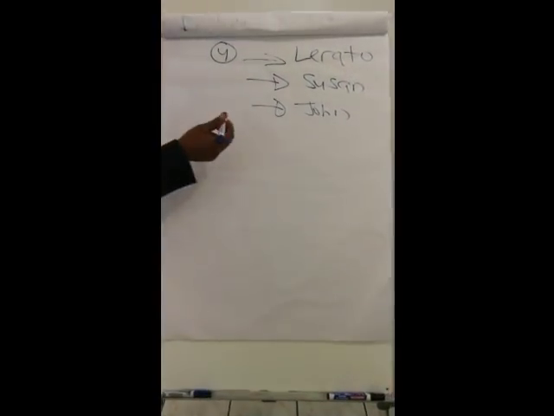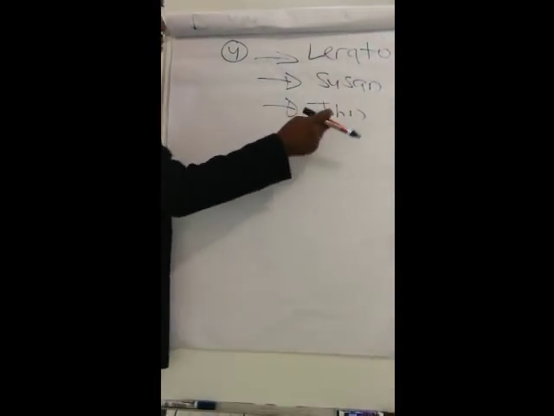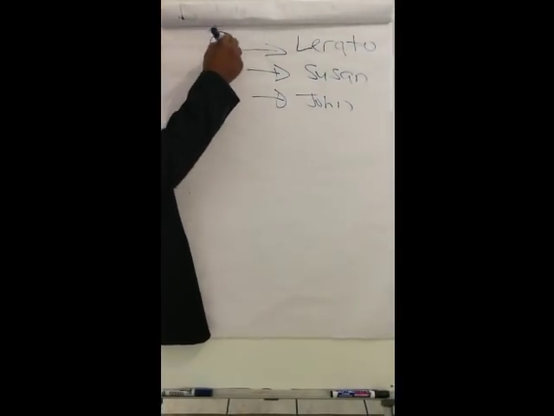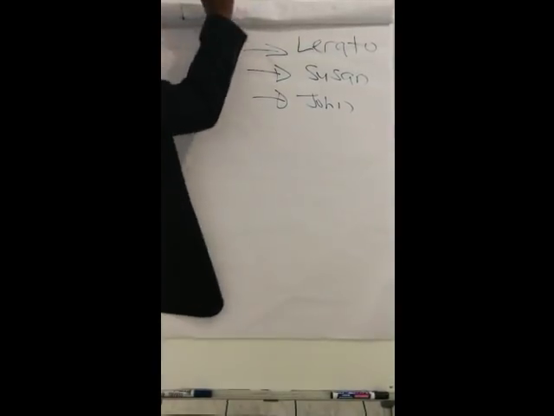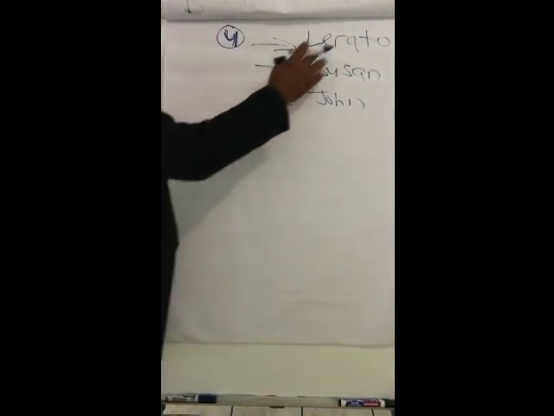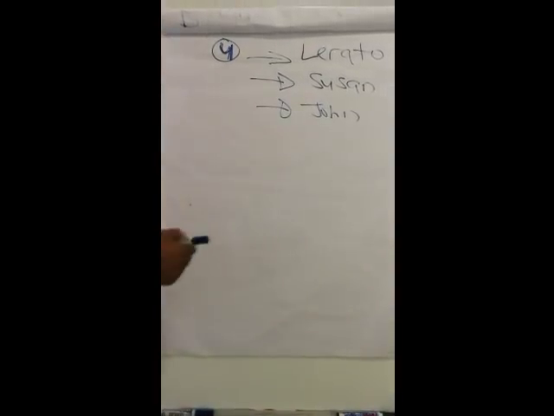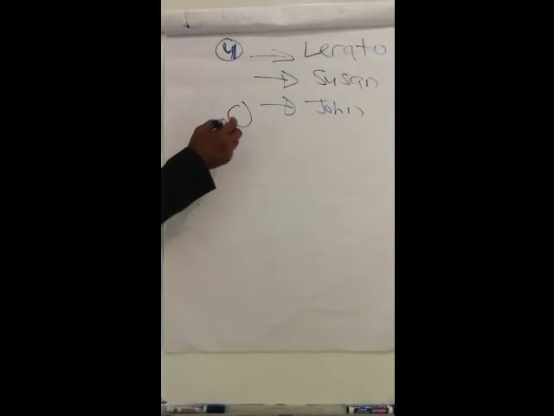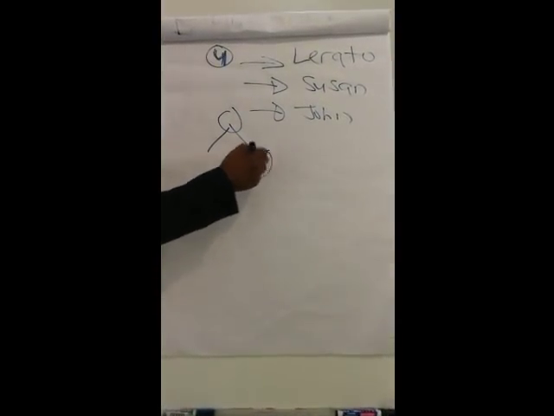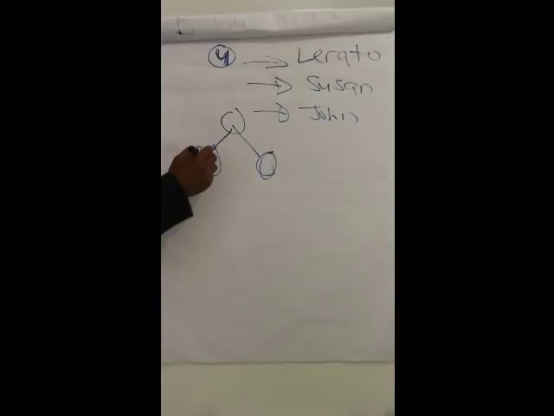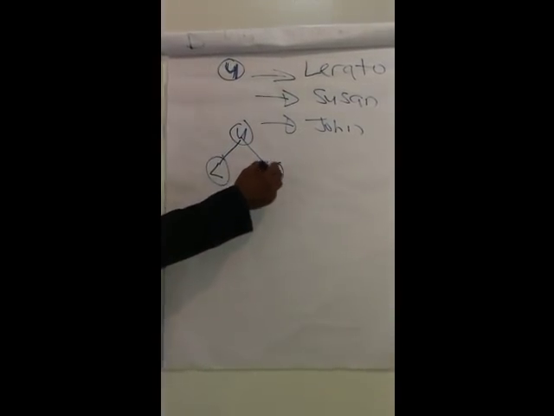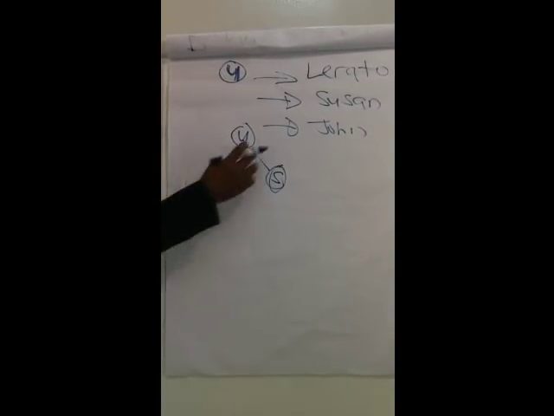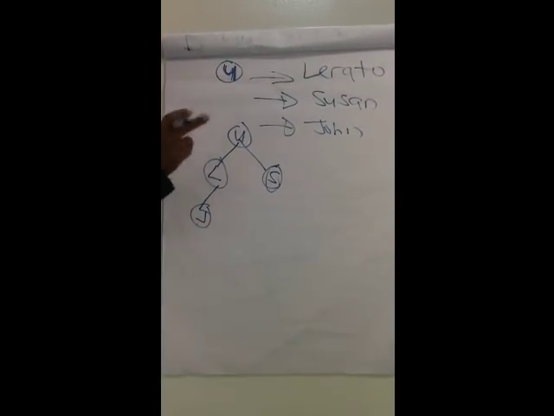Now, if you have Lerato, Susan, and John, and you want to register them, you are already registered here, under Elizabeth or whatever, but you want to register these people under you. There's you there, and then there are two legs. So Lerato goes here, and Susan goes here, and when you have John, you put John here. I'll explain this later, but I want to show you the sponsorship bonus.